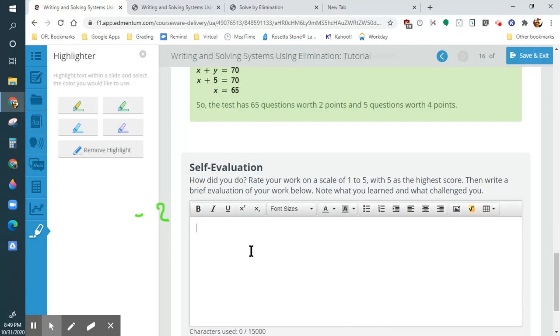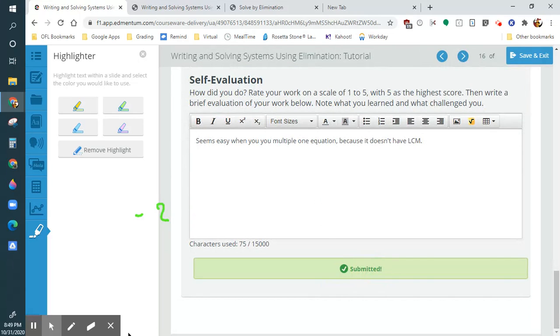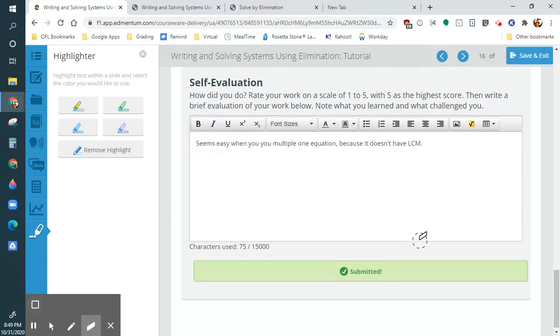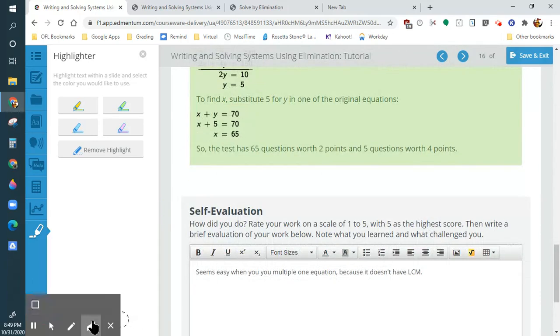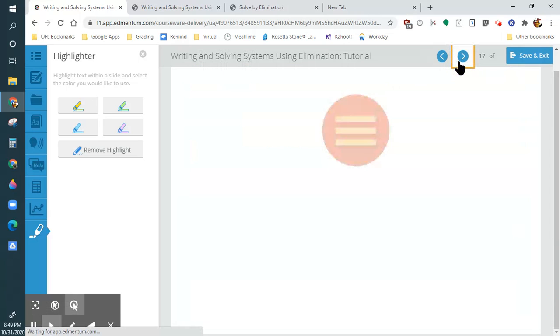Self-evaluation. Easy when you only multiply one equation. So this is because it doesn't have LCM. LCM, I think, makes these equations a little tougher than they have to be. Not too bad if you're already familiar with LCM, but it can get difficult. Let's move on to the next one.